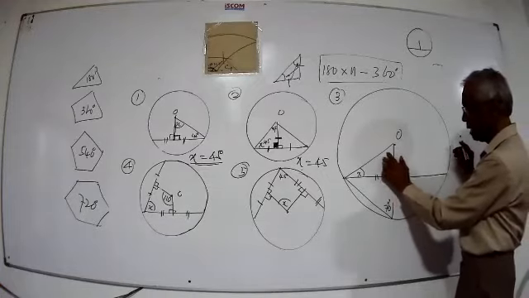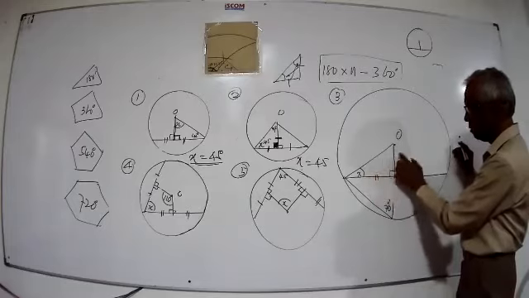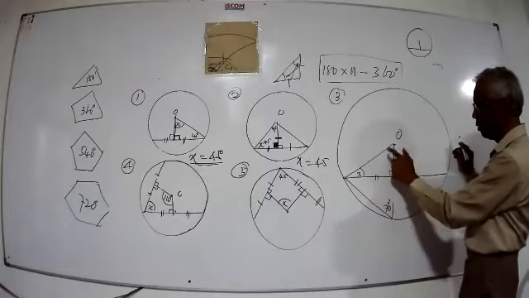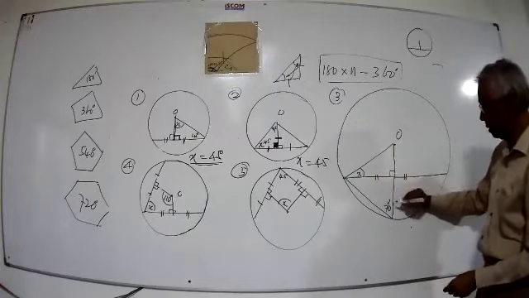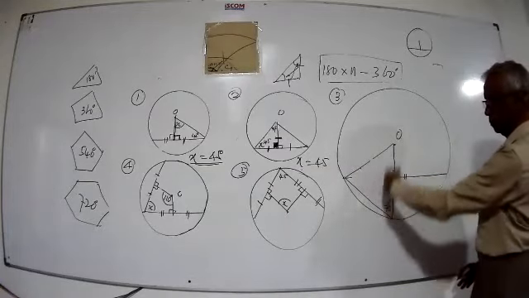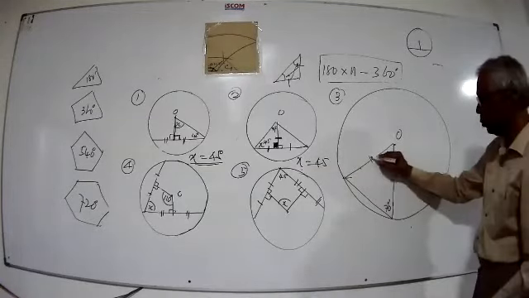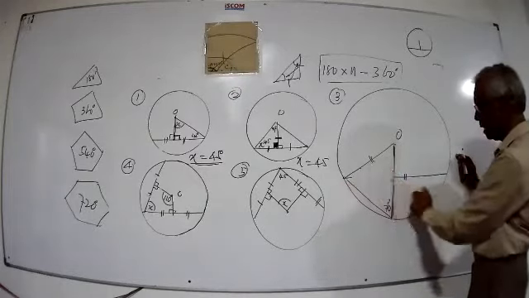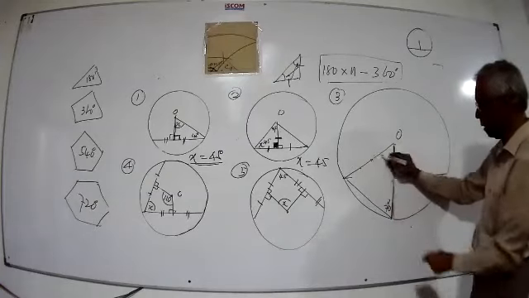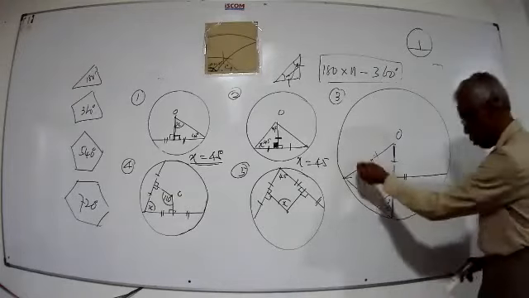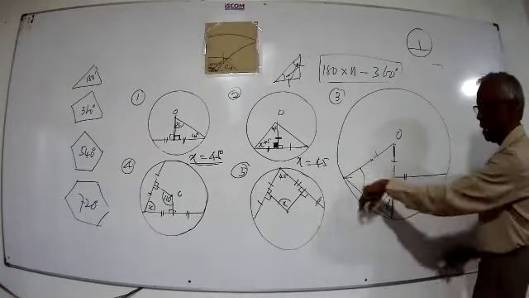Then make a line to the end point. These are two radii, they are equal. This is the center, this is the circle, join the center to the endpoints, radius. They are equal. If these angles are equal, the whole angle is 70 and this whole angle is 70.